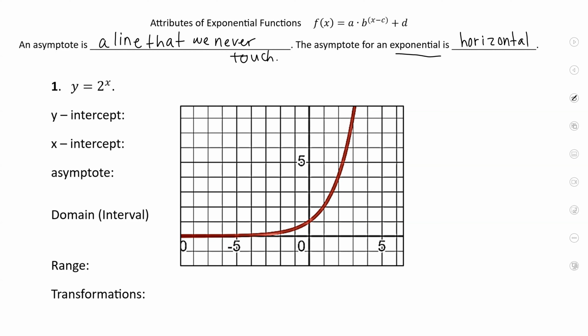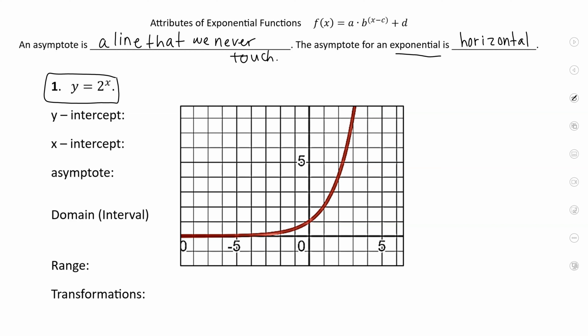So guys, this is the parent function. This is what the parent graph looks like. Nothing was done to it. It wasn't stretched or compressed. It wasn't moved up, down, left, or right. This is the parent function in its natural form, and this is the equation of the parent function here. We're always going to start off every unit with the parent function. So let's talk about this parent function.